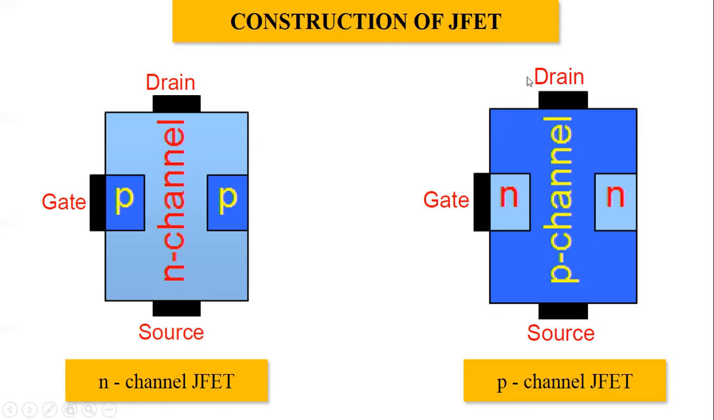So it has three terminals: drain, gate, source, right? Current is going to flow through this P type semiconductor, which we are going to control with the help of this gate. So this device is called P channel JFET.